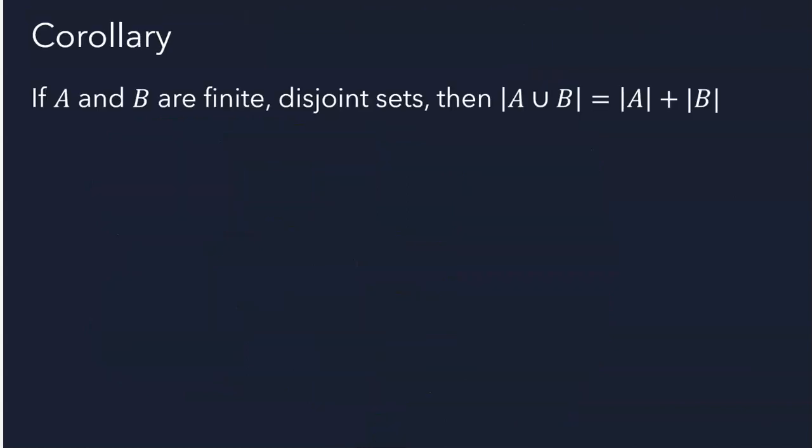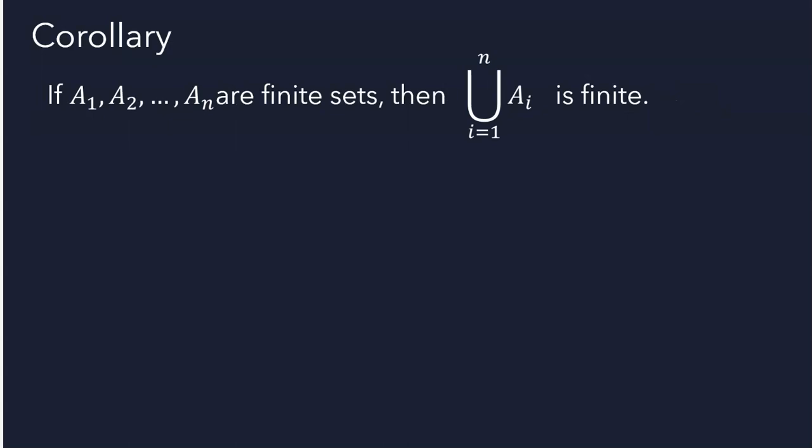If A and B are finite disjoint sets, then the cardinality of A union B is equal to the cardinality of A plus the cardinality of B. I proved that if A and B are finite, their union is finite. I'm going to leave this one for you to do, and this is done by induction. Because I've already proven that the union of two finite sets is finite, you should not have to get into mapping and all that kind of stuff. You can just do it by induction.